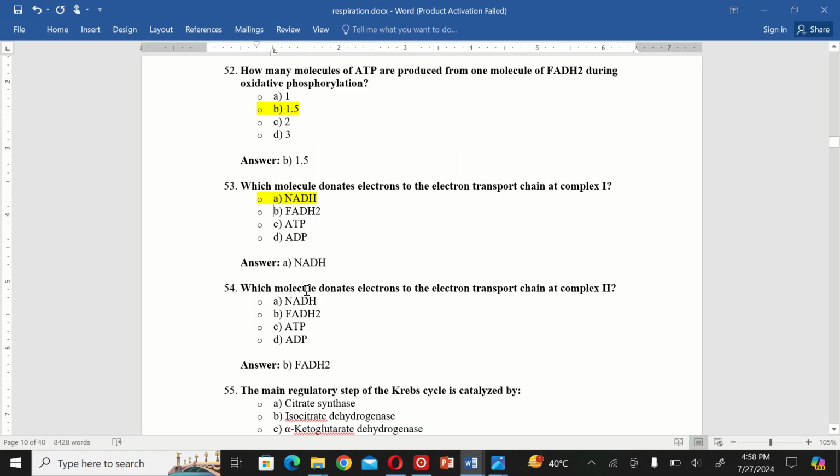The next MCQ is: which molecule donates electrons to the electron transport chain at complex 2? A. NADH, B. FADH2, C. ATP, D. ADP. So the correct option is FADH2.